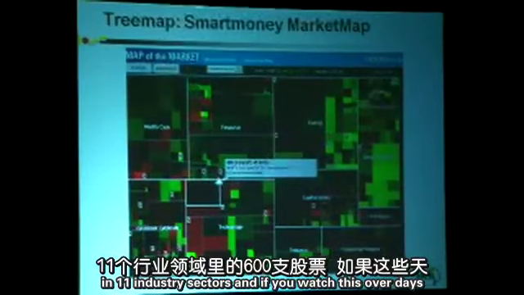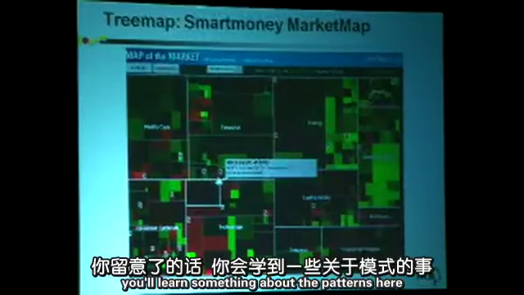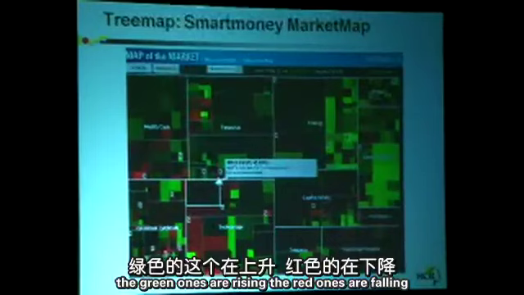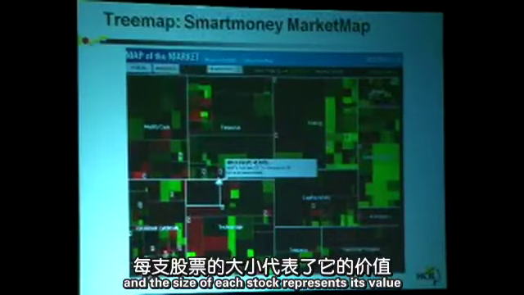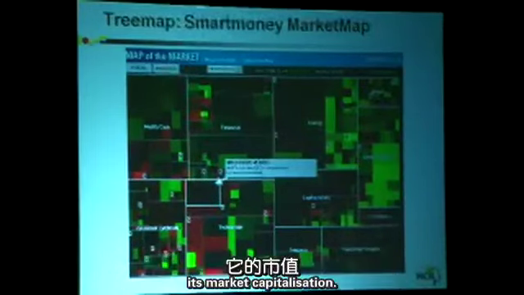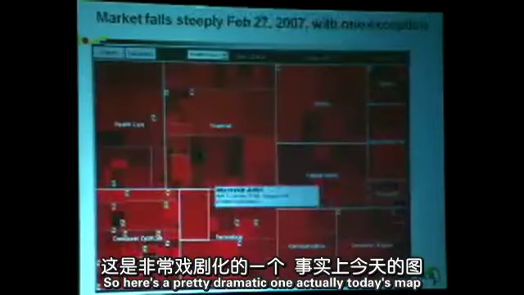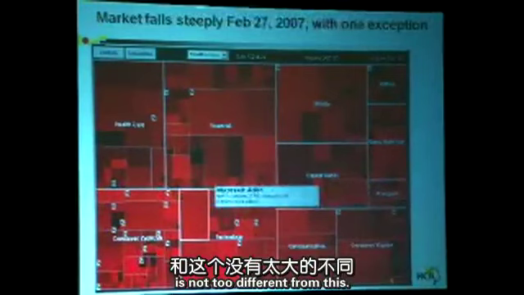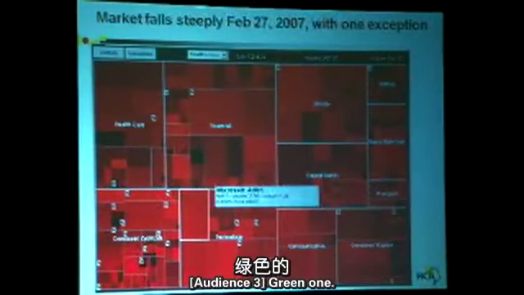And if you watch this over days, you'll learn something about the patterns here. The green ones are rising, the red ones are falling, and the size of each stock represents its value, its market capitalization. So here's a pretty dramatic one. Actually, today's map is not too different from this. Anybody see anything interesting here?